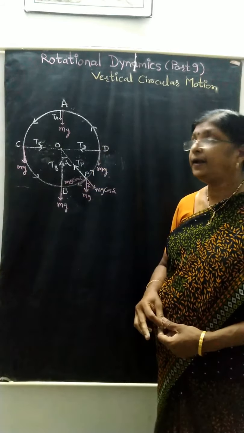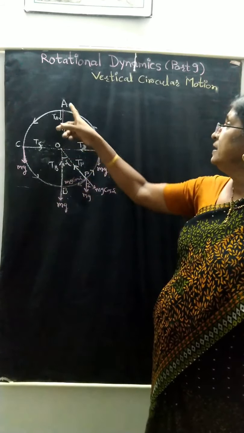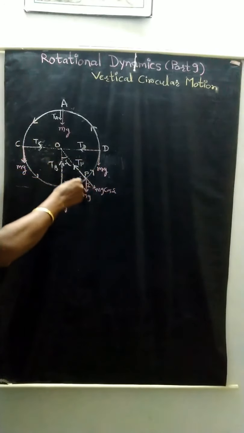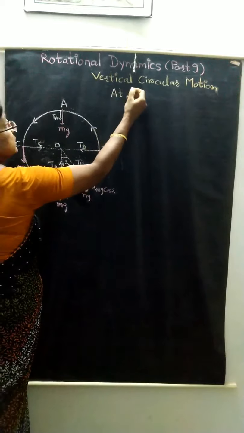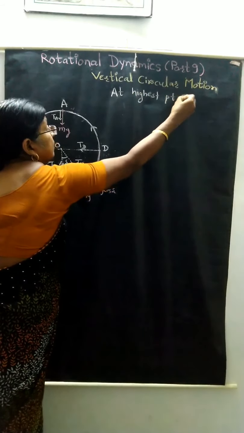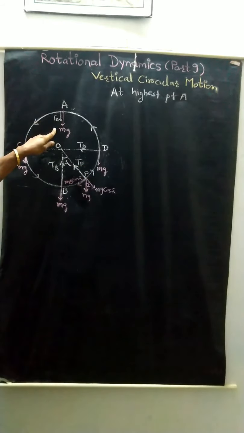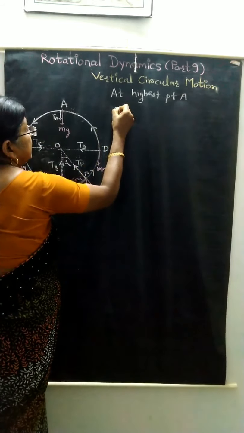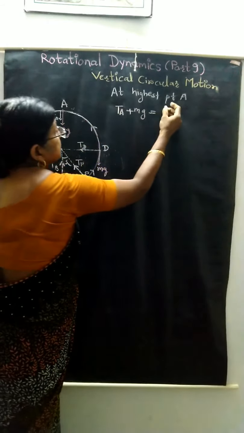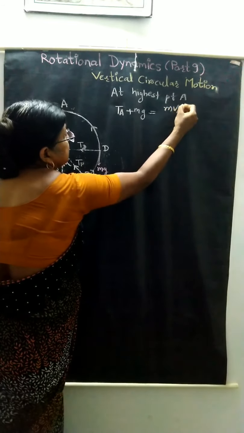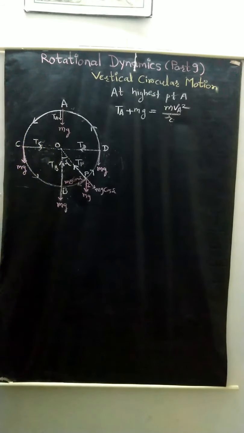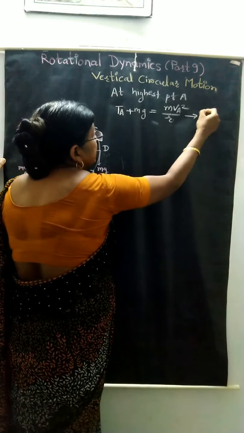And also we are going to find the difference in the tension at the top point or highest point and lowest point. So at highest point A, tension and mg are along the same direction. Therefore, Ta plus mg is equal to, it provides the centripetal force, that is mVa square by r, where r is the radius of this circle. It is nothing but the length of the string. So this is the important equation number 1.